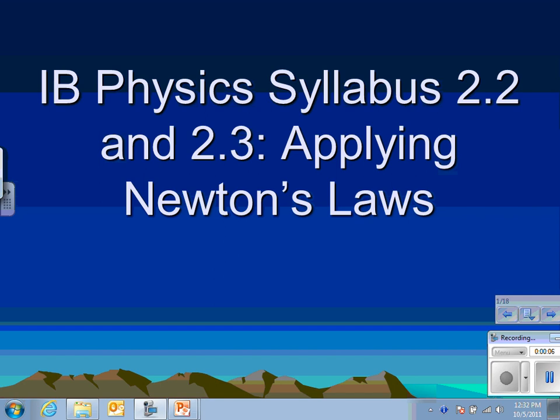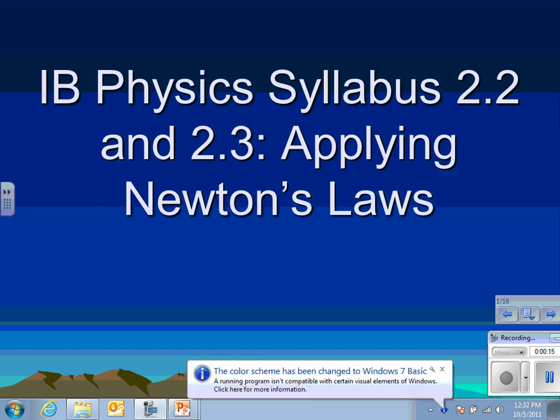So now we're going to talk about how to apply Newton's laws. Last class we talked about Newton's laws. What's Newton's first law? Law of inertia. An object at rest stays at rest. An object in motion stays in motion unless acted upon by a net outside force.